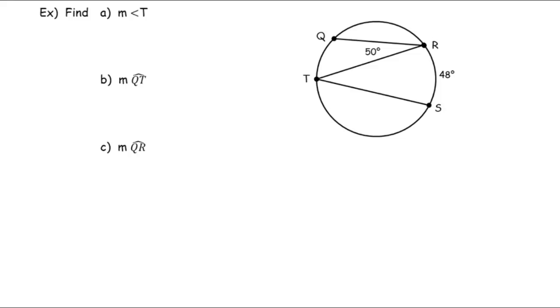So let's look at this. If we want to find, for A, the measure of angle T, I'm looking for this angle right here. Notice that the vertex is on the circle, and whenever your vertex is on the circle, we want to look at the arc that that angle intercepts. So if I extend those lines, we can see clearly this is the arc that the angle intercepts. The arc measure is 48. So the measure of angle T equals the arc divided by 2. And so that measure of the angle is 24 degrees.